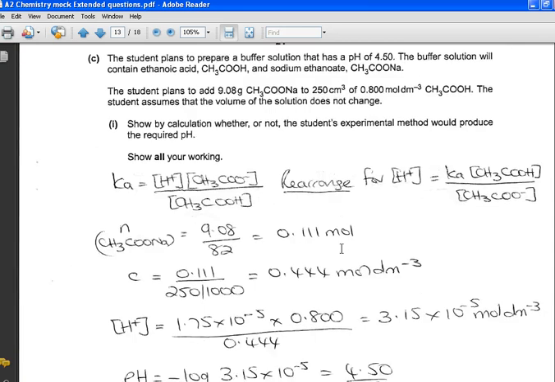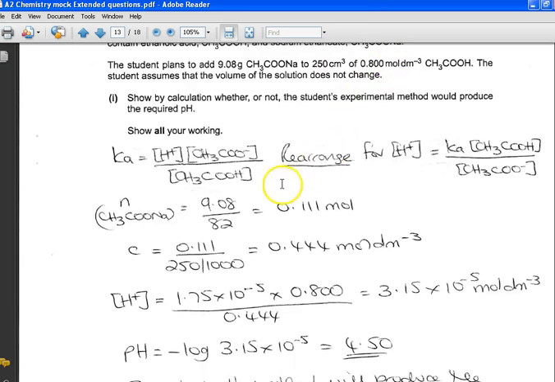Part C. So this is about buffers. You're told that someone wants to prepare a buffer solution with a pH of 4.5, and this is how he or she is going to do it. So you're going to use this information to work out whether or not the pH would be 4.5. Okay, so you need to write your Ka expression, but then you need to rearrange for H+.